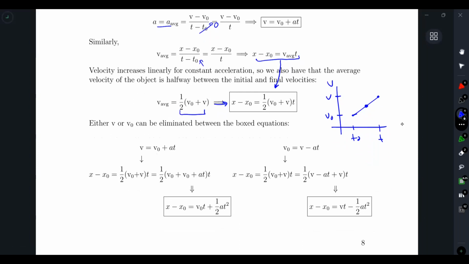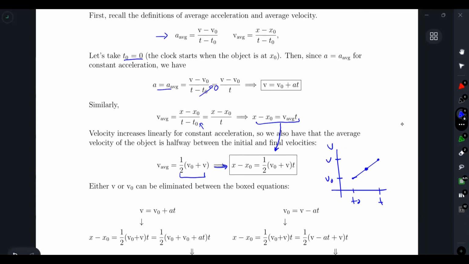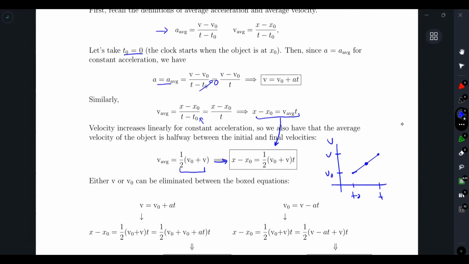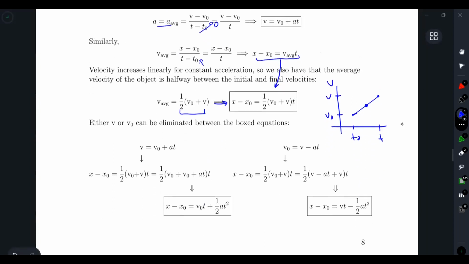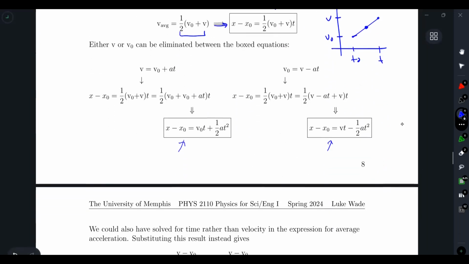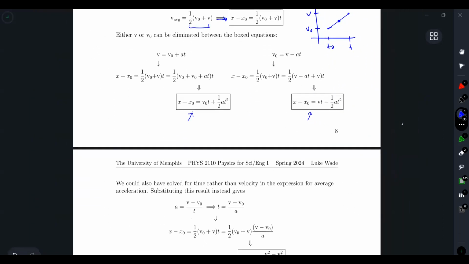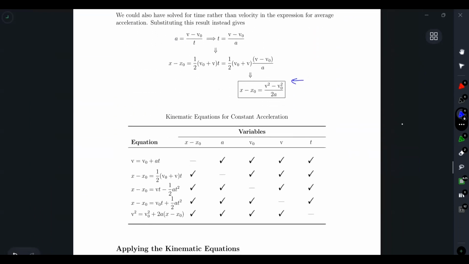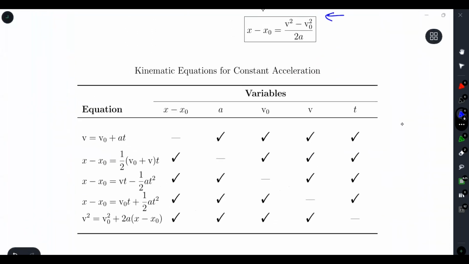Then we just kind of slap those two together in various ways to come up with our other two. So eliminating different things leads you to the remaining 3 kinematic equations. So we have 5. Why do we have 5? Because they let you find any one thing given the other 3 without knowing about a 5th.